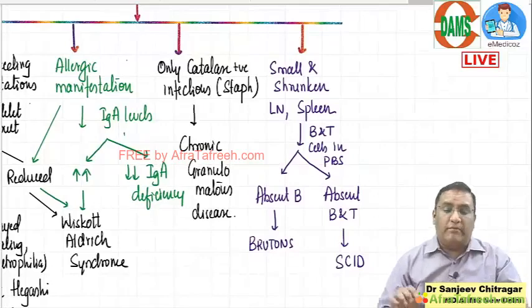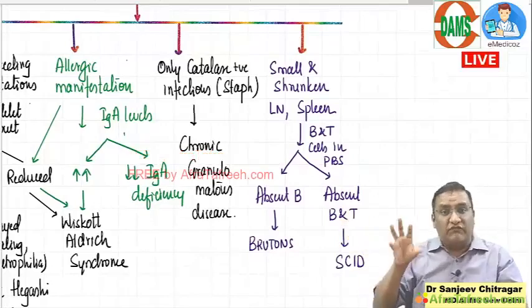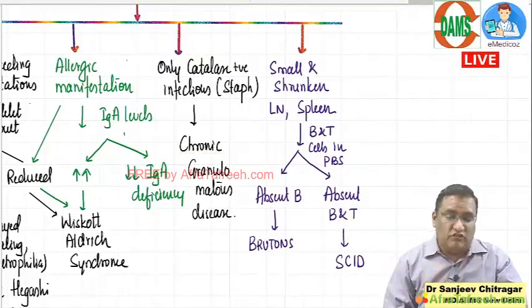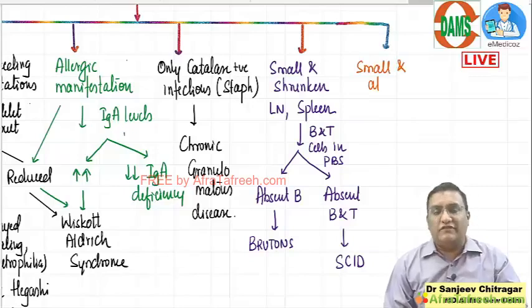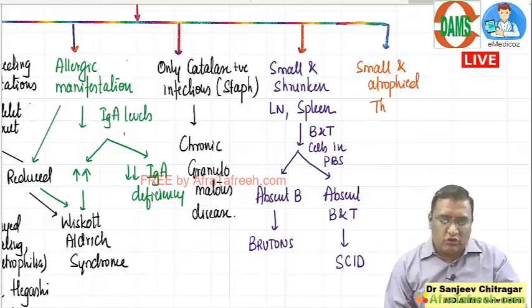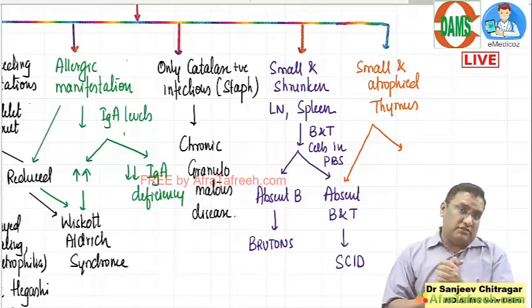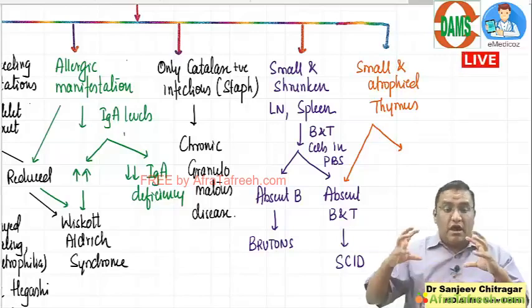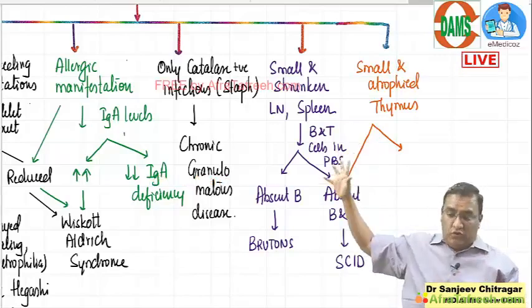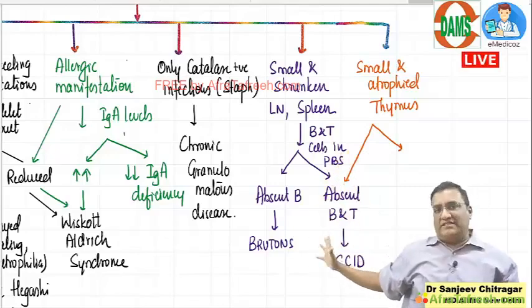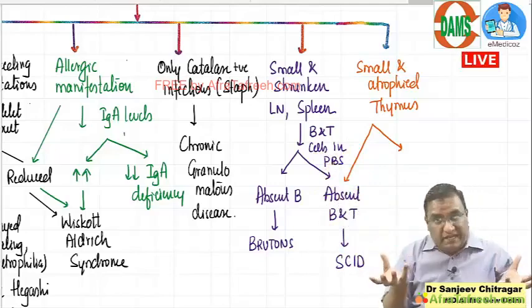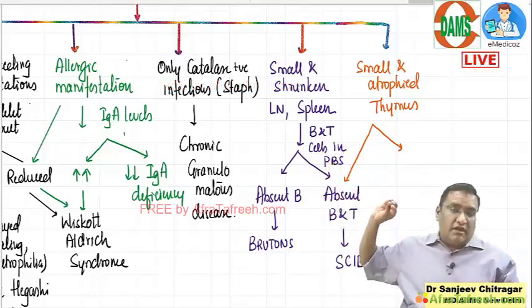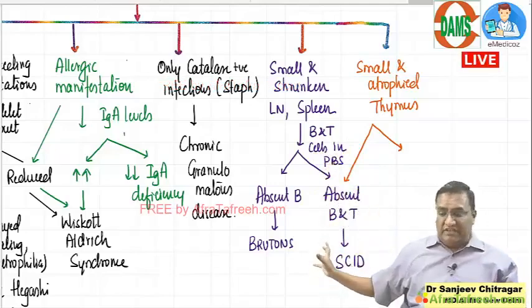So very important, both B and T cells are reduced. That means lymphocytes are less, whereas in case of Bruton's, only B lymphocytes are less. Then the last one, I will think of a small or atrophied thymus. So if there is a small or atrophied thymus along with small and shrunken lymph node, then I will think of SCID. So small, shrunken lymph node, small B lymphoid organ and T lymphoid organ, recurrent infection, SCID I will think of, right?